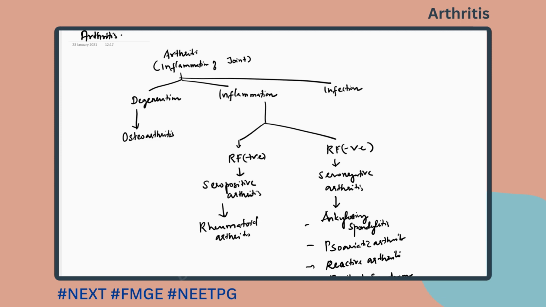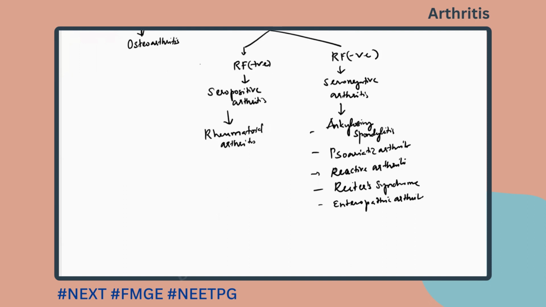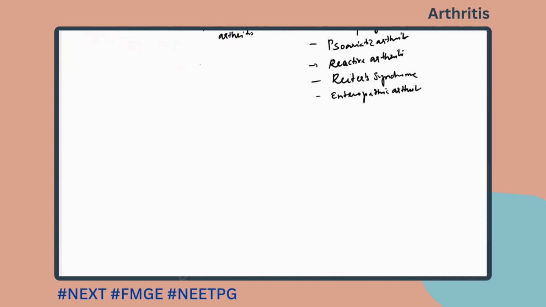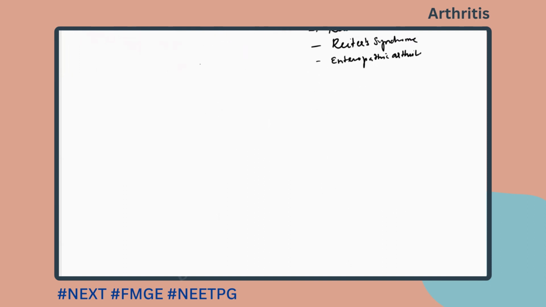You test the patient for rheumatoid factor. If rheumatoid factor is positive, that is called seropositive arthritis. If rheumatoid factor is negative, then he has seronegative arthritis. The examples you are seeing here. Infection we have already seen in the previous classes, so I'm not going into details of that. In the hip region we'll again see specific infection and the arthritis related to it. Now we'll start with osteoarthritis.